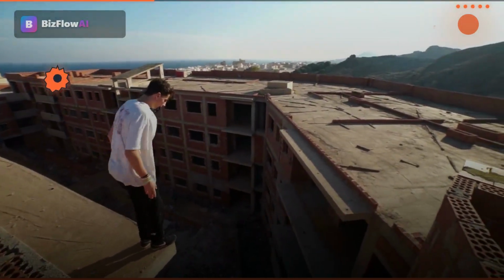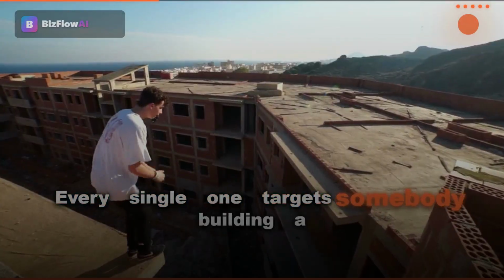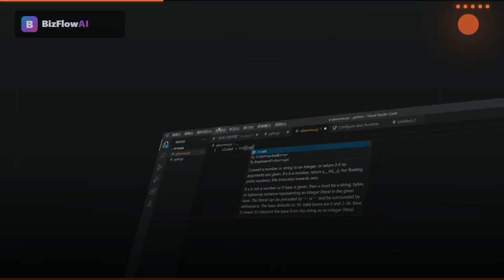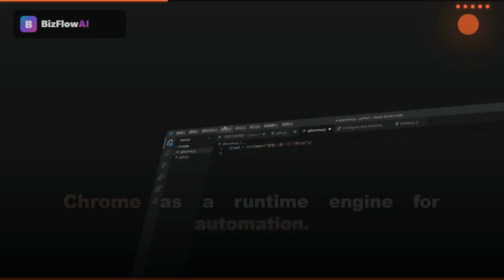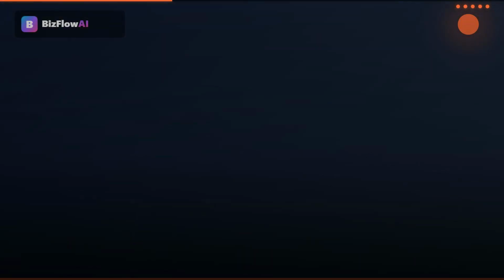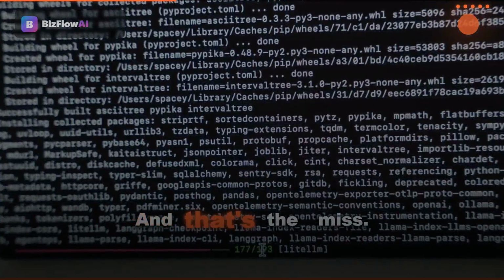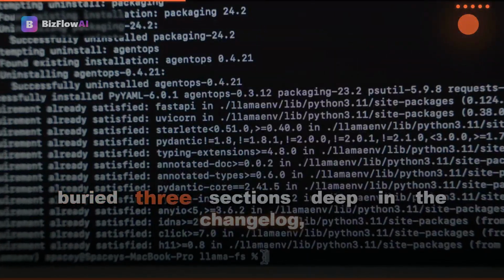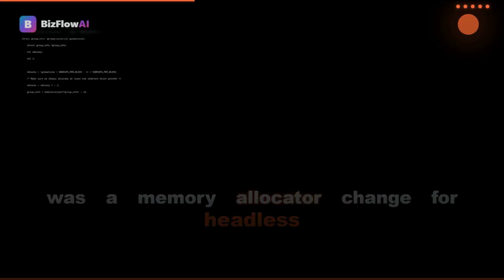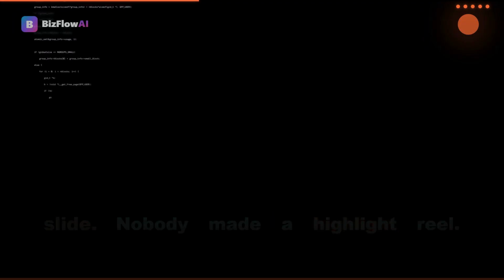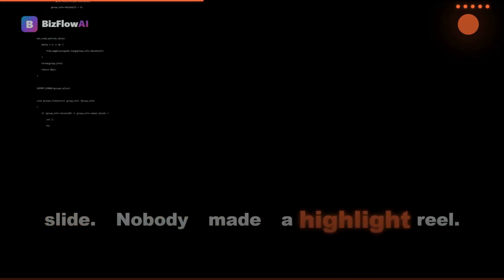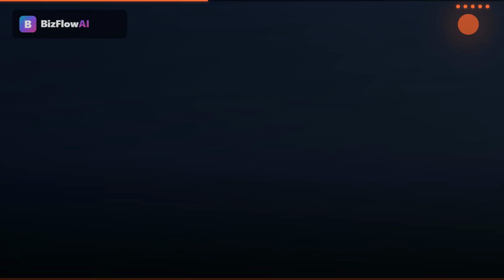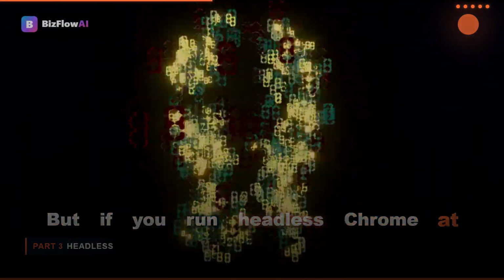Notice the pattern. Every single one targets somebody building a web app for humans. None of them touch the people running Chrome as a runtime engine for automation. And that's the miss, because bundled into the same Chrome release, buried 3 sections deep in the changelog, was a memory allocator change for headless mode. Nobody put it on a keynote slide. Nobody made a highlight reel. But if you run headless Chrome at scale, this is the update of the year.